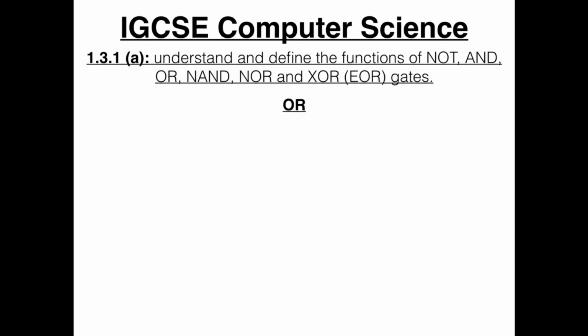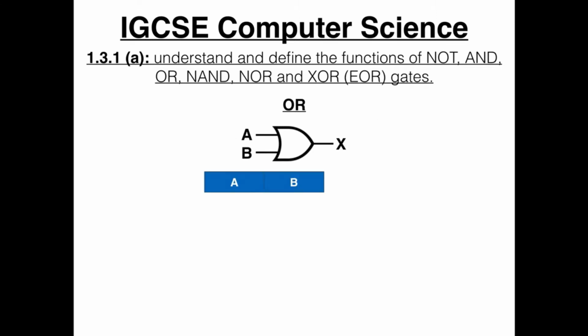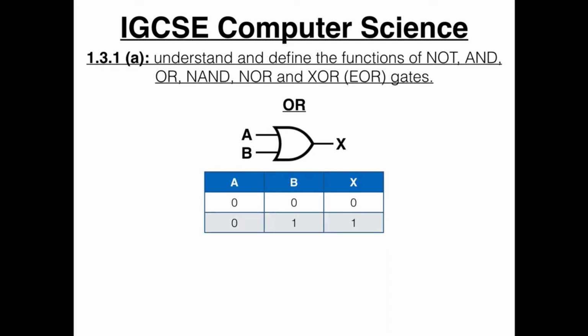The OR gate is a similar idea, but of course a different truth table. So again, we get the inputs and the output, but for OR, 0 or 0 makes 0, 0 or 1 makes 1, 1 or 0 makes 0, and 1 or 1 makes 1. So why is this the case? Why does 1 or 1 make 1?